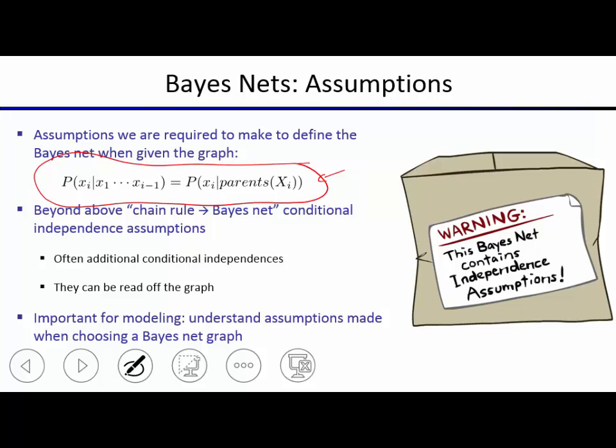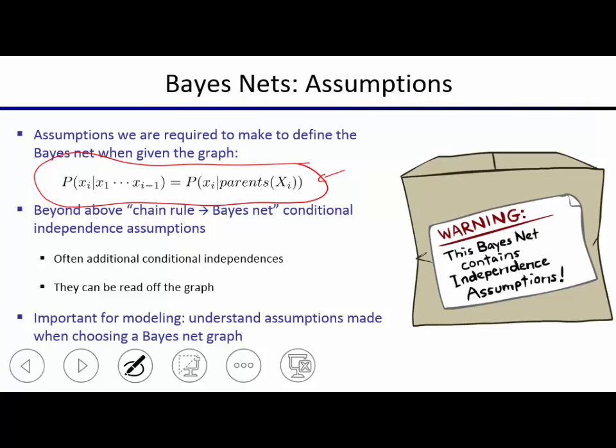But the question now is, are there other independencies or conditional independencies that are guaranteed to be true, that effectively are implied by making these assumptions, and that hopefully we can read off from just looking at the graph without ever having to do calculation with specific numbers and so forth?